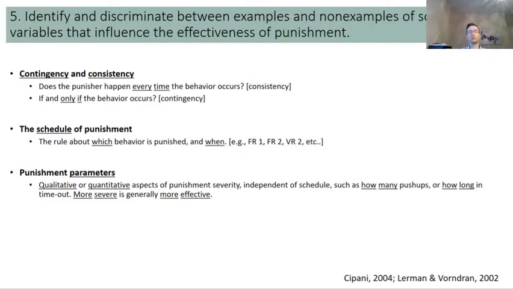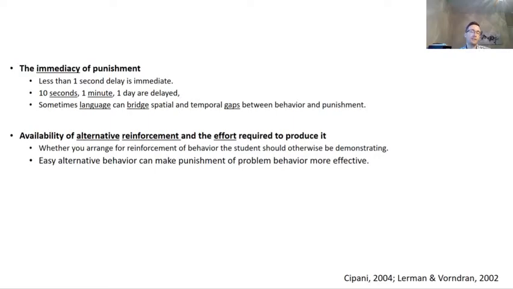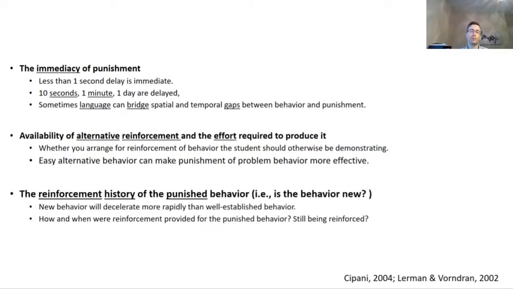When folks conclude that punishment doesn't work, which is a myth, in most cases they have a history of either using consequences non-contingently, inconsistently, with an inappropriate schedule, with weak parameters, not delivering the consequence immediately, and continuing to reinforce the behavior that's being targeted for punishment, or failing to reinforce alternative behavior, and not aligning all the characteristics of the punishment procedure with the history of the behavior, not using a procedure that will be proportional to how long the behavior has been occurring and how long it's been reinforced.